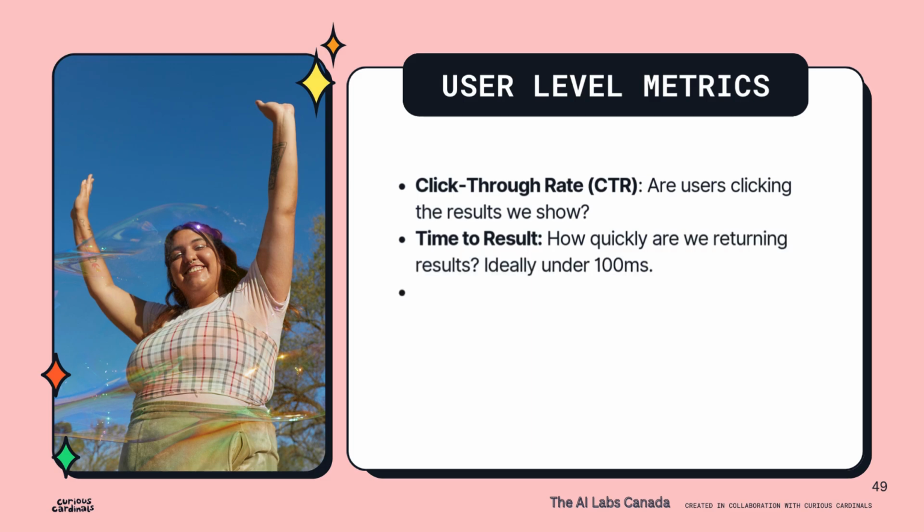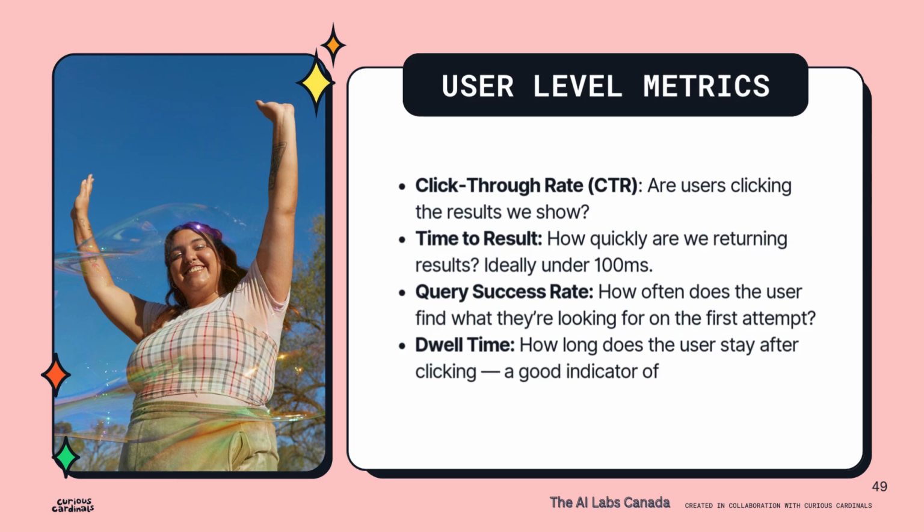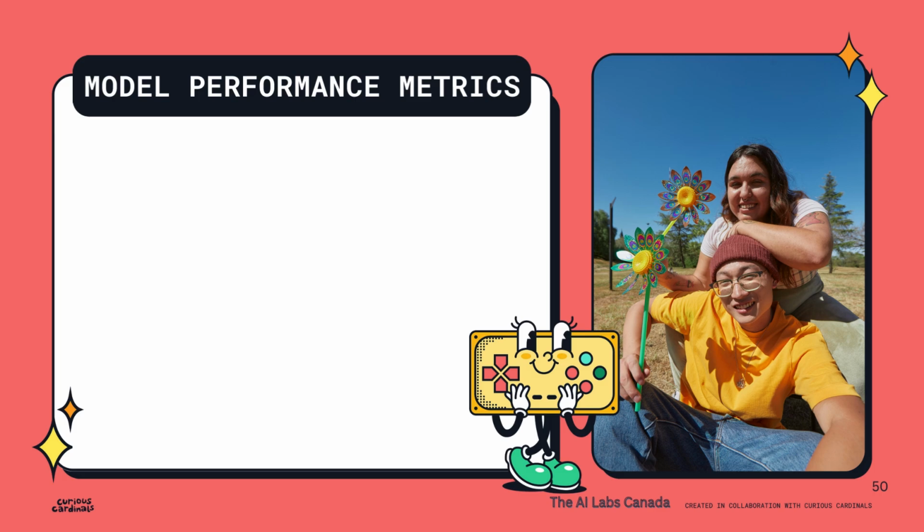Another one is time to result. How quickly are we returning the results? Ideally, we want it within 10 milliseconds. Query success rate. How often does the user find what they are looking for in the first attempt? And then dwell time. How long does the user stay after clicking? A good indicator of relevance. So these are some of the user metrics that we need to collect.